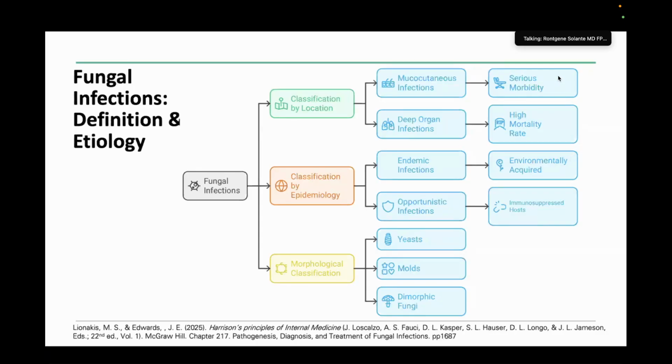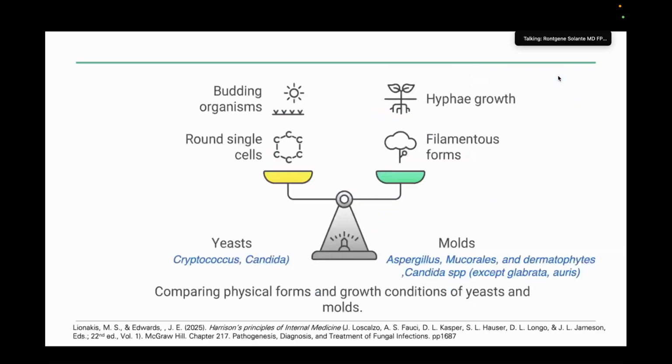Now, based on morphological classification, you have three: the yeast form, the molds, and the dimorphic fungi. To further classify the physical forms and growth conditions, let's differentiate between yeast and molds. When you talk about yeast, the basic example here is the fungal infection caused by Cryptococcus. They come in two forms: the round single cells or the budding organisms.